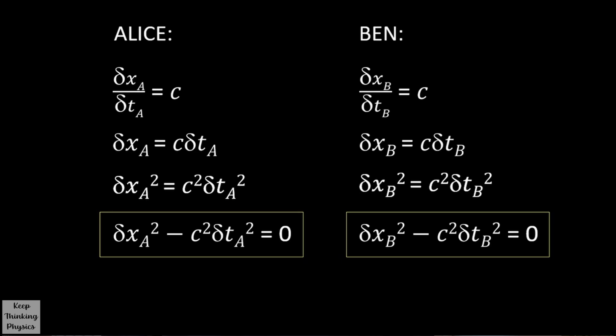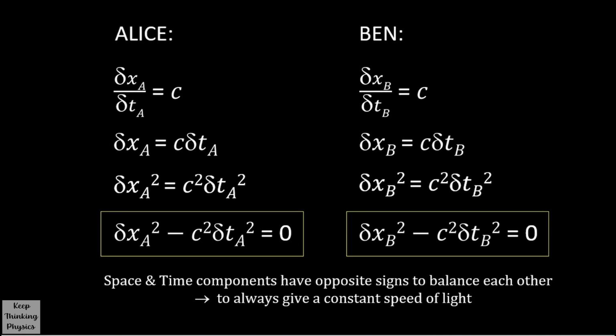So the minus sign comes about because in space-time all observers have to balance distances and times such that the speed of light is always the same. And this can only be done if distances and times have opposing signs. If you move more in space, then you move less in time, and vice versa. And in all cases, the speed of light must remain constant.